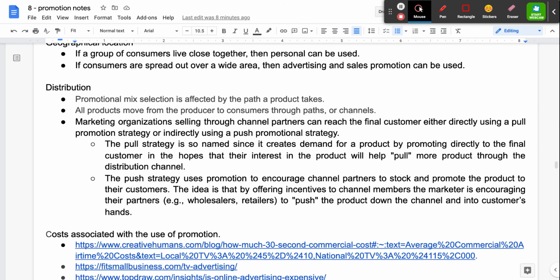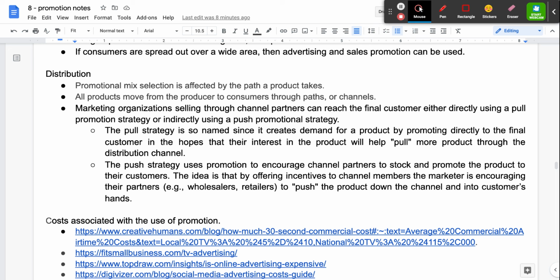And the last one that we talk about is our distribution. So promotional mix selection is affected by the path a product takes. We talked about our intermediaries and our distribution channels and how we're going to get our product out to the consumer, moving through those paths. So marketing organizations selling through channel partners reach the final customer either directly using a pull promotion strategy or indirectly using a push promotional strategy.